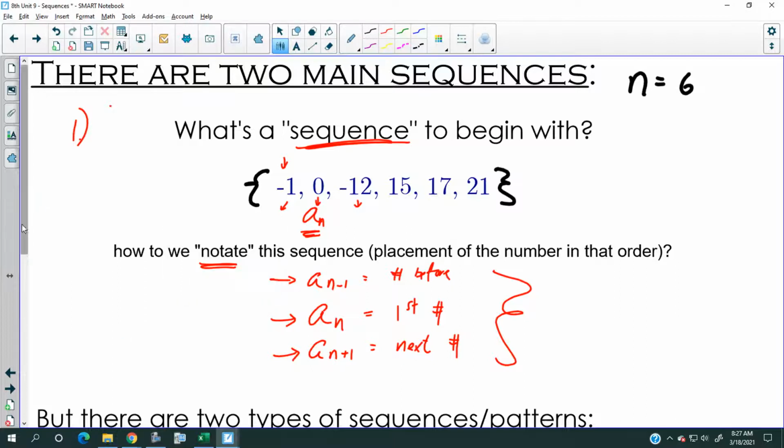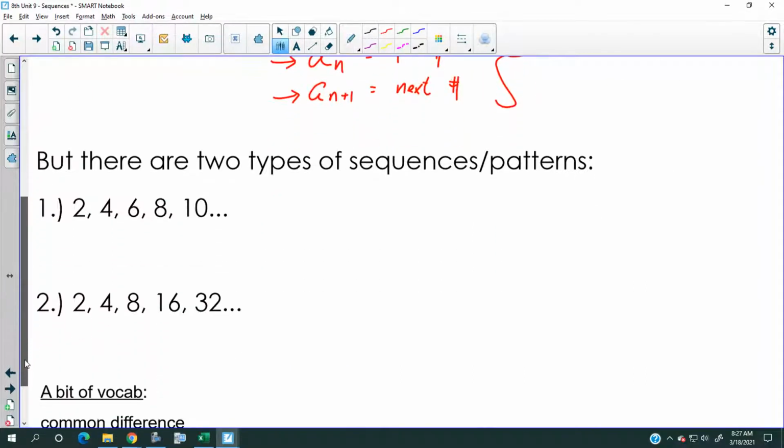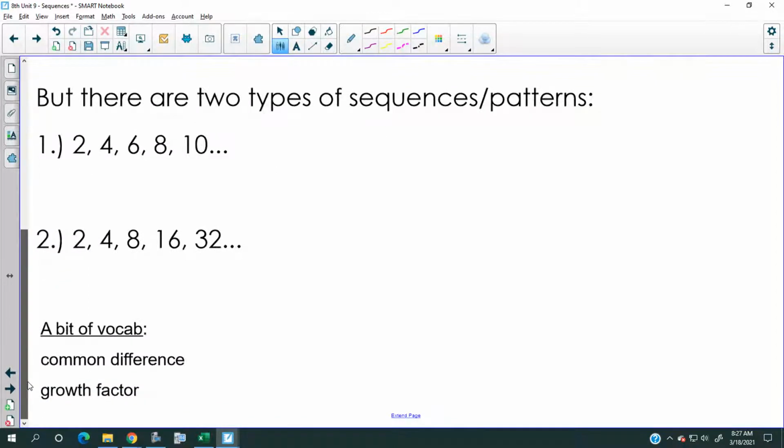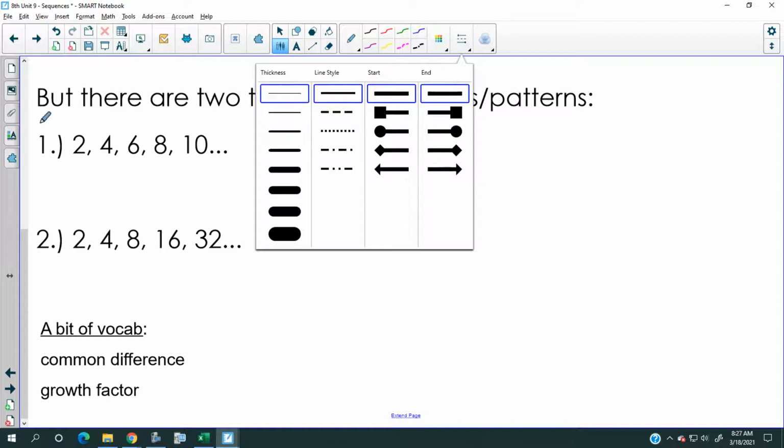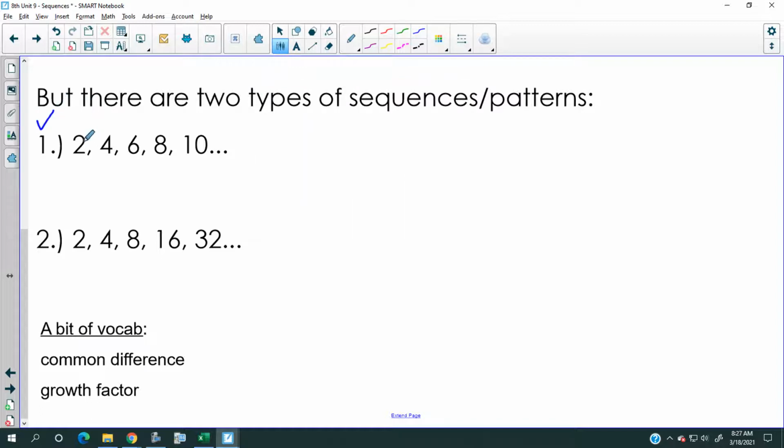All right. Now, for our purposes, there are 2 types of sequences and patterns. The first one, look at this. There's actually a pattern now, so it's not a random set like the one we just looked at. So here you've got 2, 4, 6, 8, 10. Let me ask you, what would the next 3 numbers be? Yeah, 12, 14, 16.